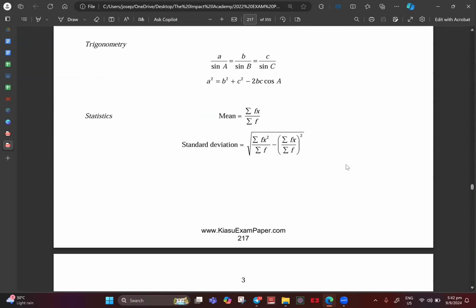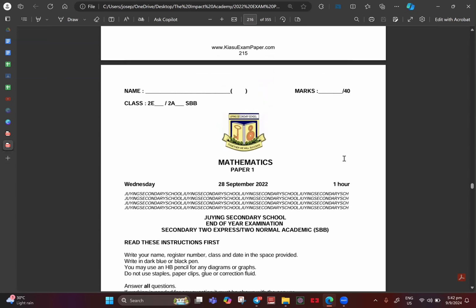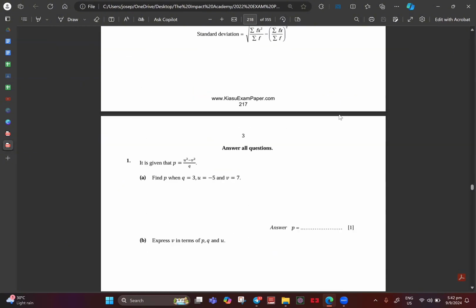Hey, hi everyone. Today we are looking at a paper from JUNYING. This is Sec 2 2022. For those of you who are preparing for your upcoming exam, all the best to you. What we're going to do is look at these questions first, one by one. I will only want to solve the harder ones, can or not?